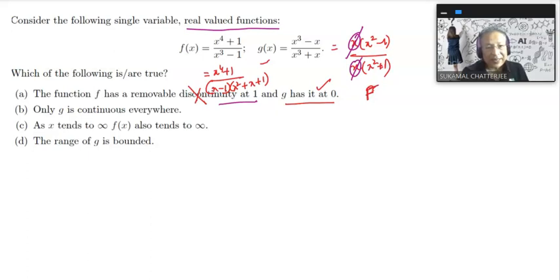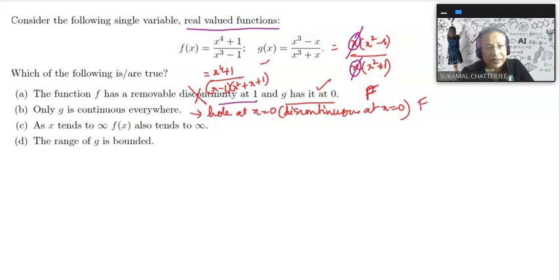We look at the second statement. G is continuous everywhere. Now we can clearly see that G is not continuous at x equal to 0. There will be a hole at x equal to 0. So it is discontinuous at x equal to 0. So therefore this is also false.